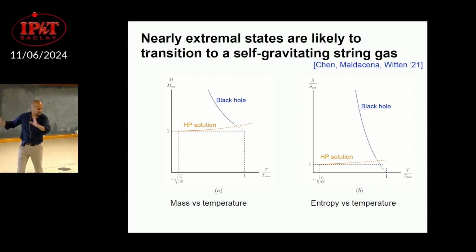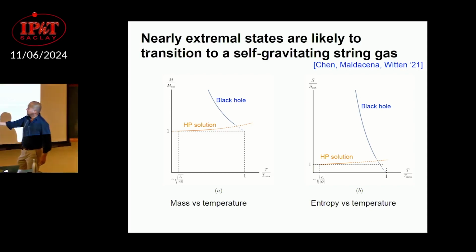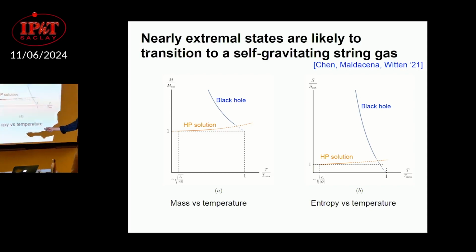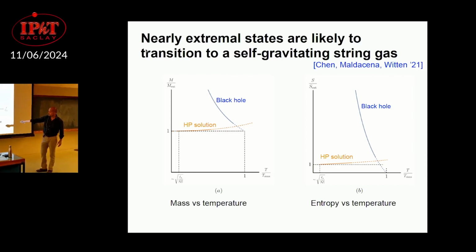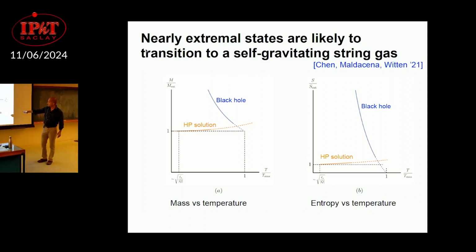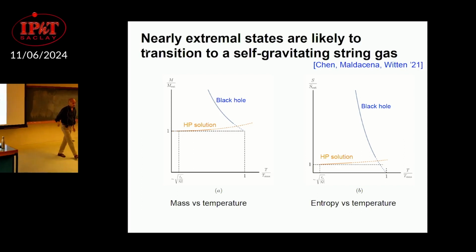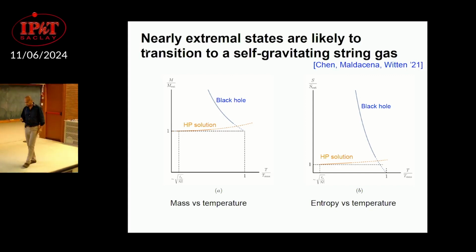You can think of this as two funny properties. This orange curve is the Horowitz-Polchinski type solution, which was studied here. Again, it has its regime of validity, so the dotted means that I'm extrapolating. But you see that it fits very nicely. As you go towards extremality, indeed it goes towards 0 temperature, and it goes towards the right entropy. So the idea is that the thermodynamics of the near extremal states would go this way and then switch and go this way. So this was the argument of Chen, Maldacena, and Witten.